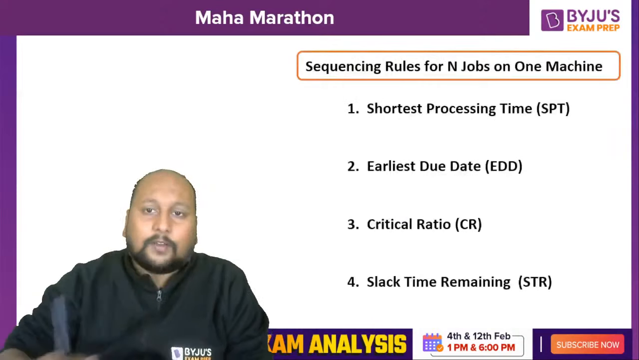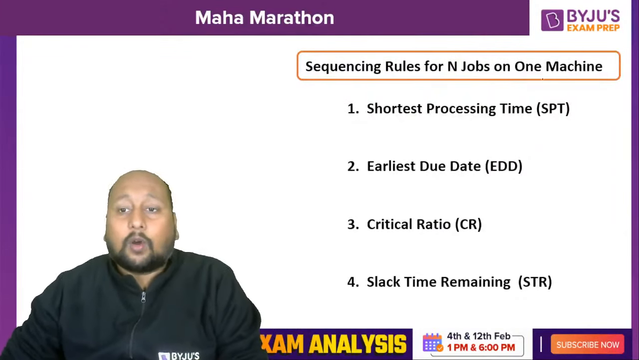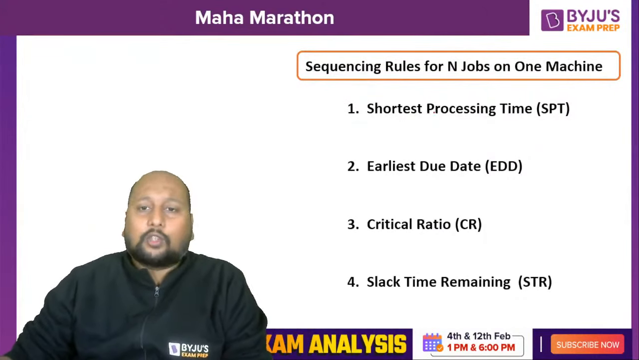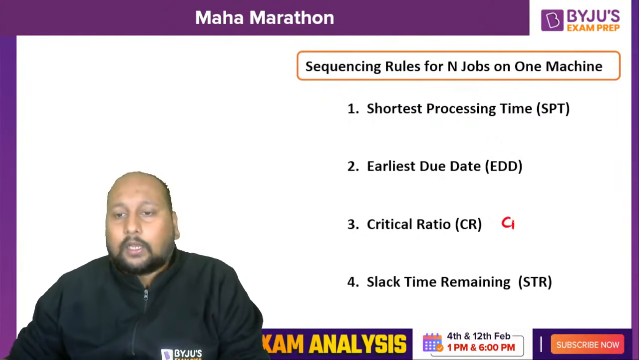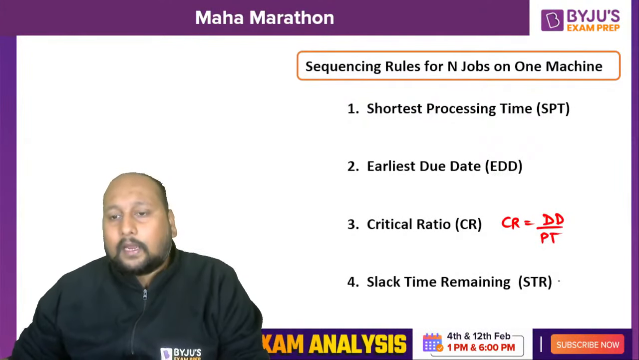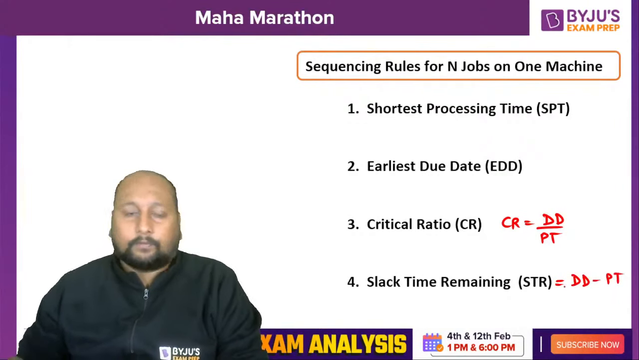So let us talk about the first one, sequencing of n jobs on 1 machine. Here we have shortest processing time, earliest due date, critical ratio. What is critical ratio? Critical ratio is the ratio of due date divided by the processing time, and the slack time remaining is the difference between the due date minus the processing time.